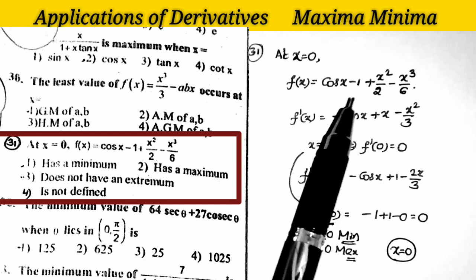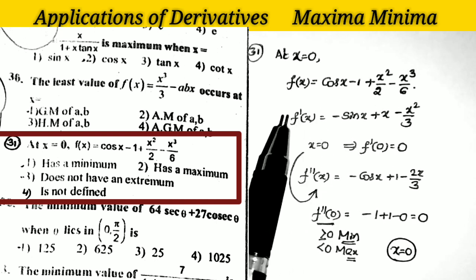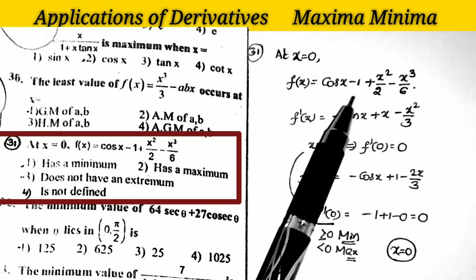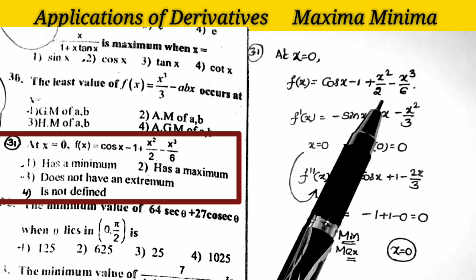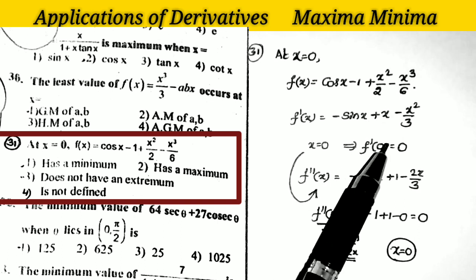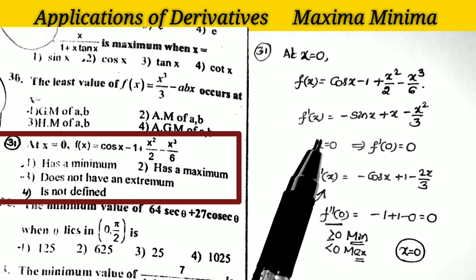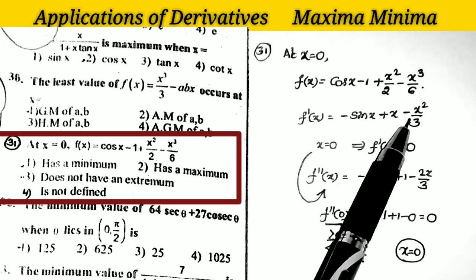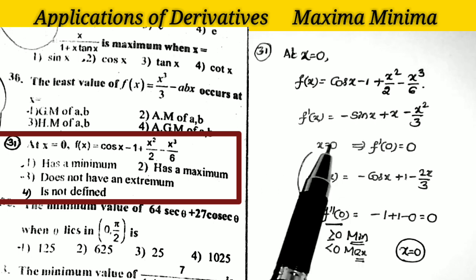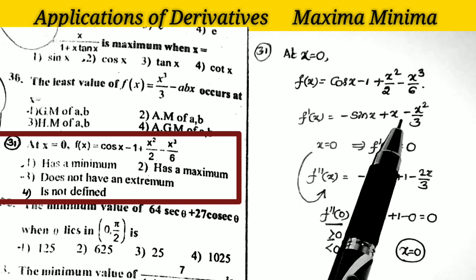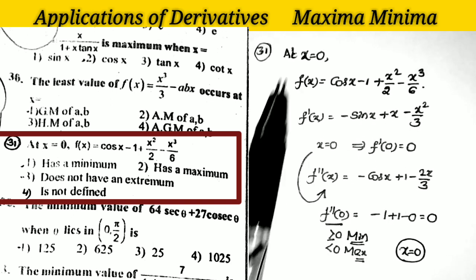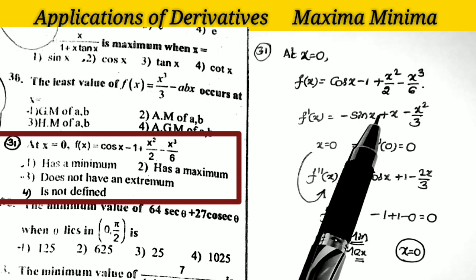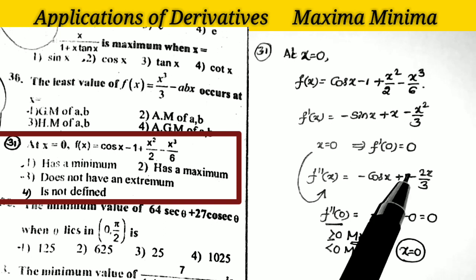First, to find the answer, we have to take the derivative. f dash of x is equal to the derivative of cos x, minus sin x, and this is 2x by 2, that is x, and this is 3x square by 6, that is x square by 3. Now replacing x is equal to 0 here, we get f dash of x is also equal to 0. This is 0, this is 0, this is 0. So clearly x is a root of the equation f dash of x is equal to 0. Now, f double dash of x is equal to minus sin x derivative, minus cos x, x derivative 1, and this derivative minus 2x by 3.